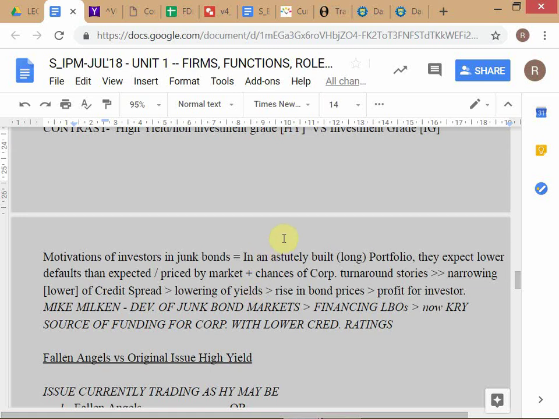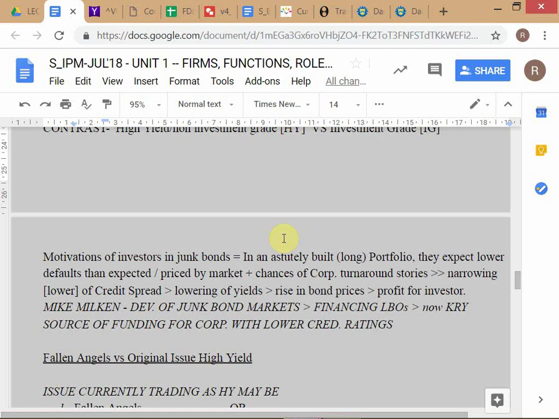You haven't heard of Michael Milken? Michael Milken is the guy who essentially invented the junk bond market in the US. If you read the book Barbarians at the Gate, there may be some references to junk bonds. The entire LBO boom which happened in the US in the 80s was to a great extent financed by the issuance of junk bonds.